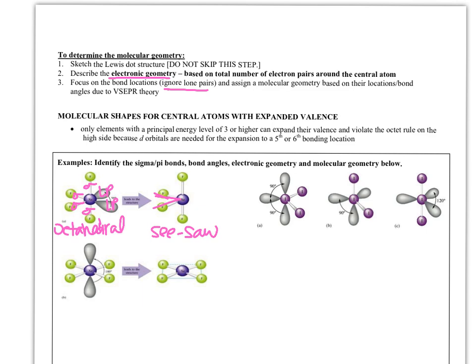All right, what about the one at the bottom? So this one right below it, do you see it also has 6 things? So we've got 4 sigma bonds again, right?